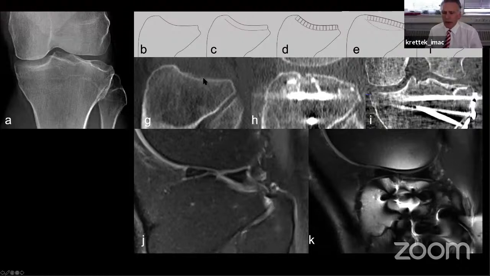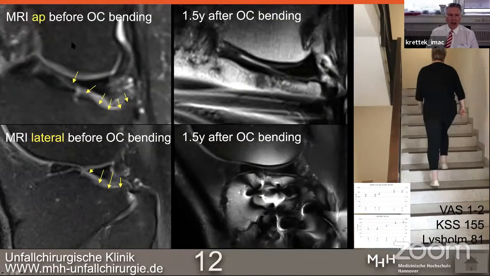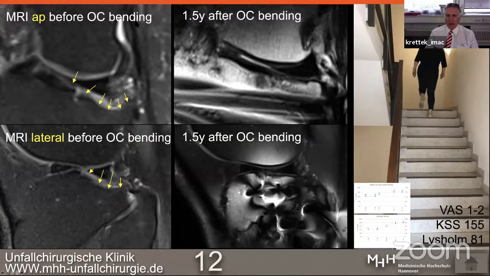Here's the preoperative situation again. And here, the postoperative situation, what we achieved: we were able to make the concave deformity a convex shape in both planes, AP and lateral. And here, the MRI before with the concave defect, which was then nicely elevated. Here, the situation, pre and post-op films on the lateral view, nice convex correction in both planes. And we have done an MRI before and after osteochondral bending.